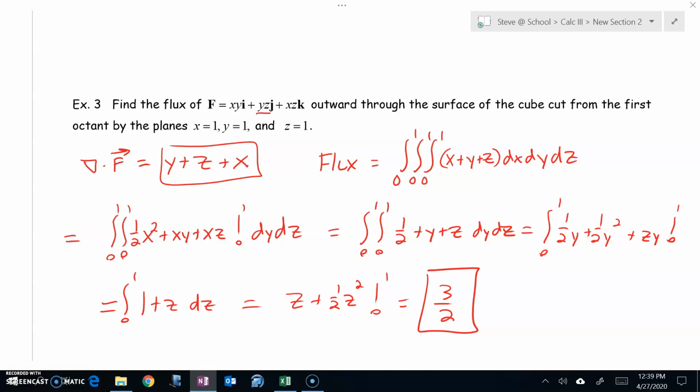Okay, I'm going to stop there for today, and then, like I said, we'll finish up the notes and maybe start with problems tomorrow. But that is the divergence and flux. I'll see you guys next time.